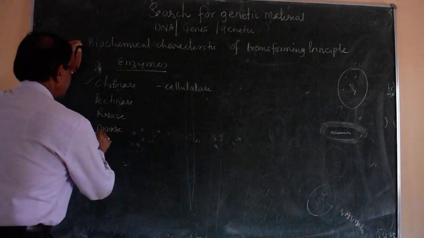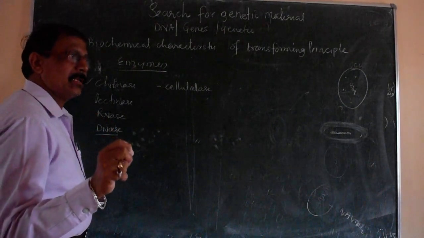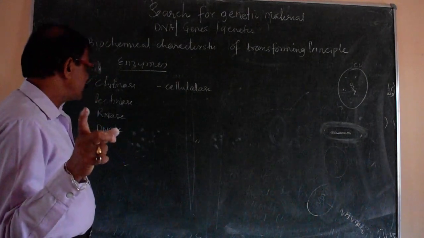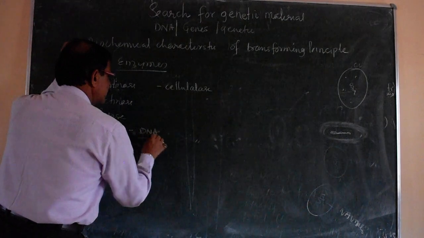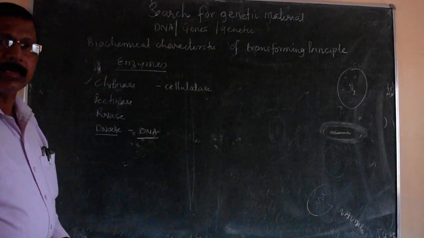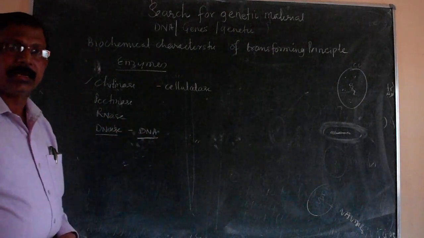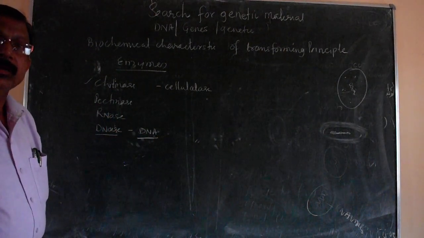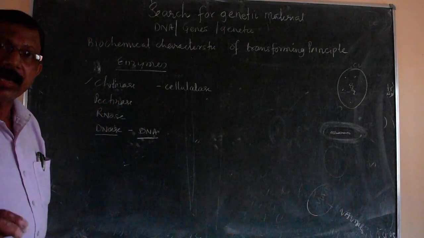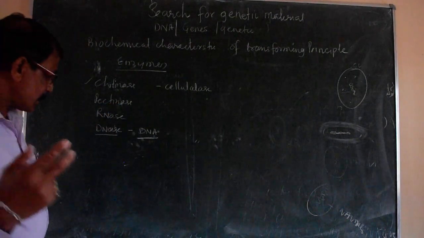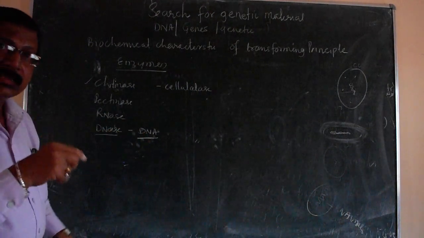So the DNA transformed the character from one cell to another cell. Here the DNase enzyme did not completely destroy the DNA, so the DNA remained in the Streptococcus cell, and that showed the transforming principle from one cell to another cell in the culture media.